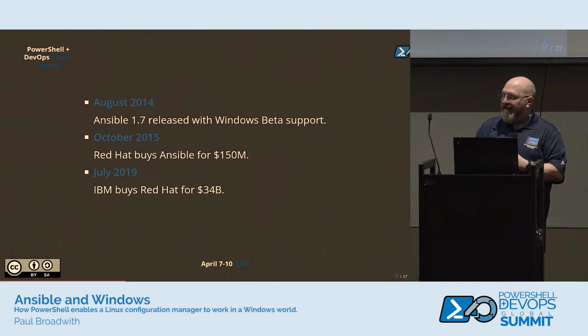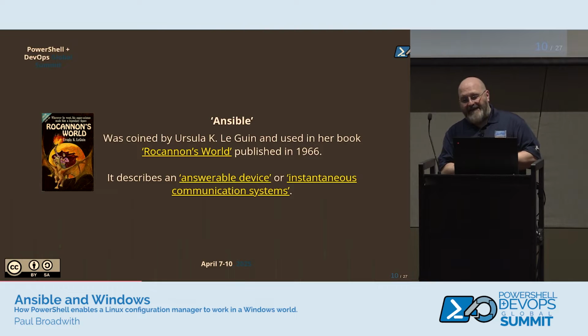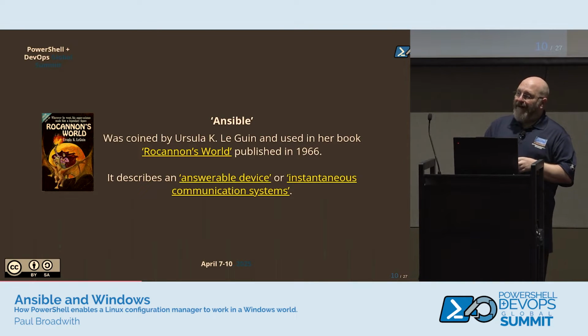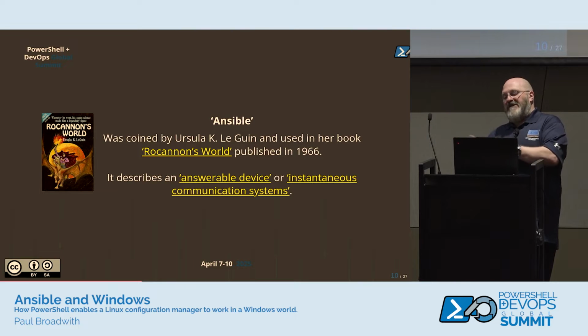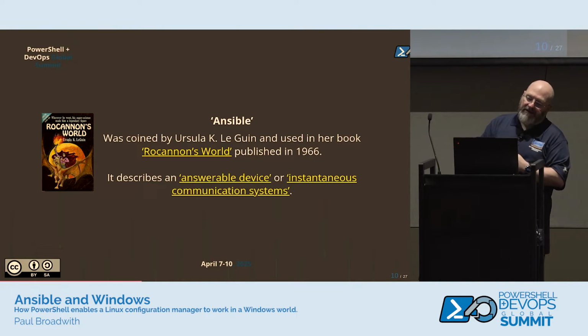So that's the kind of very quick history of where Ansible came from. Now, the word Ansible itself was first coined in 1966 in a book called Rocannon's World. I promise you this is a PowerShell presentation. It's not all about sci-fi and where some particular product came from. But the actual term itself interested me because it wasn't something I knew about. And as I was researching the talk, it became apparent that this was a thing that a lot of people are interested in.